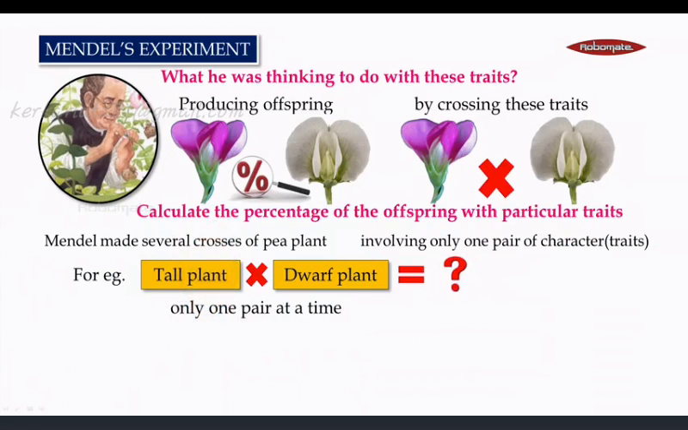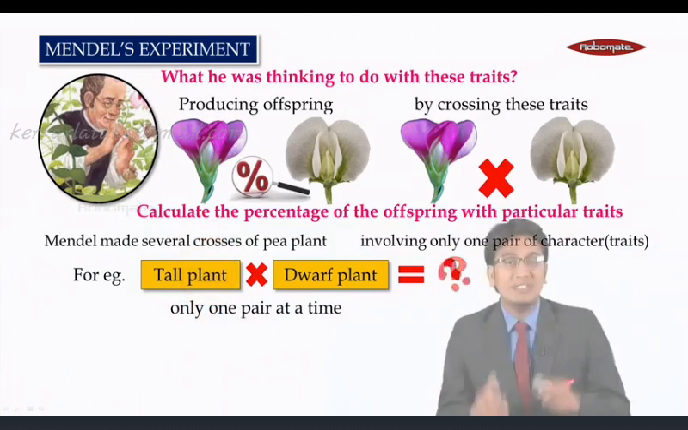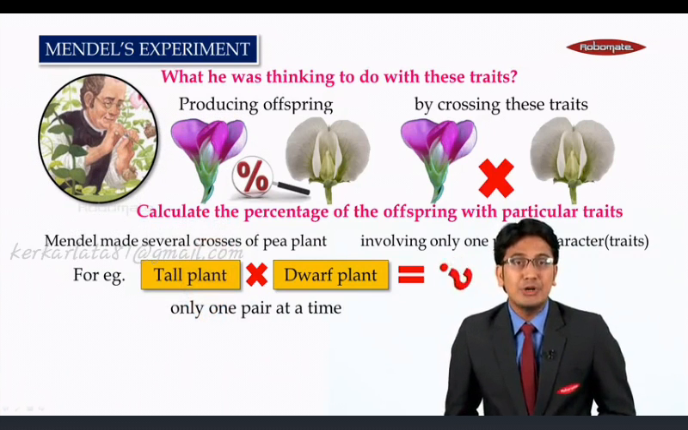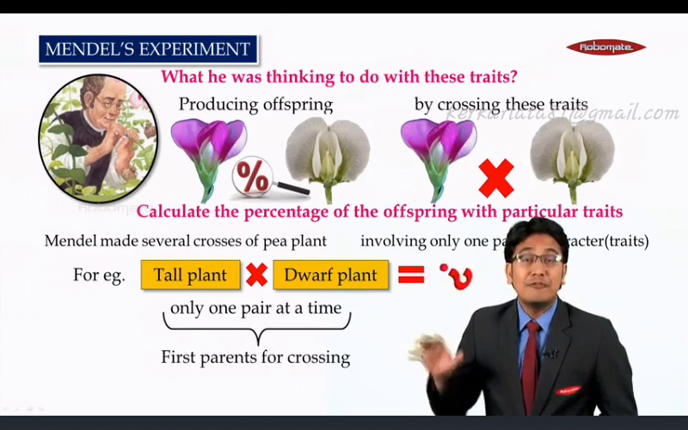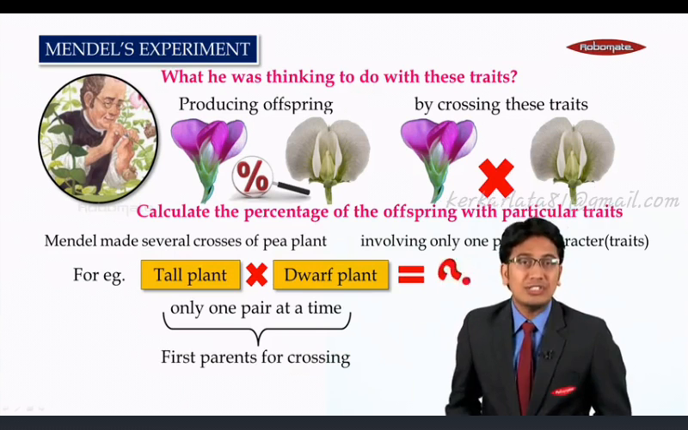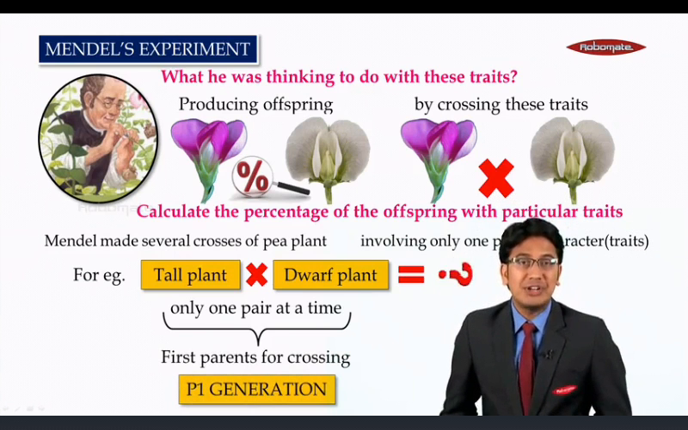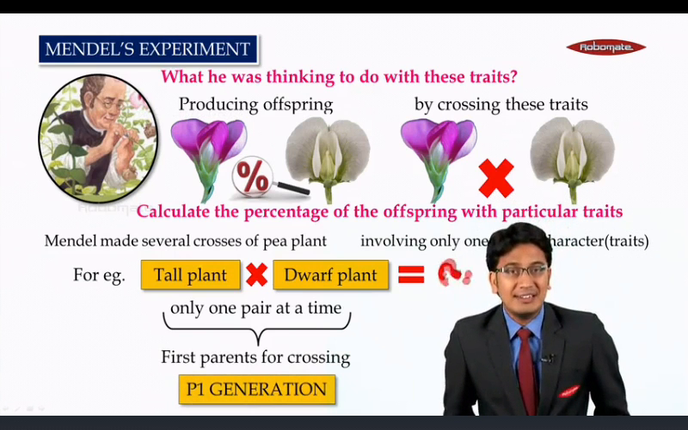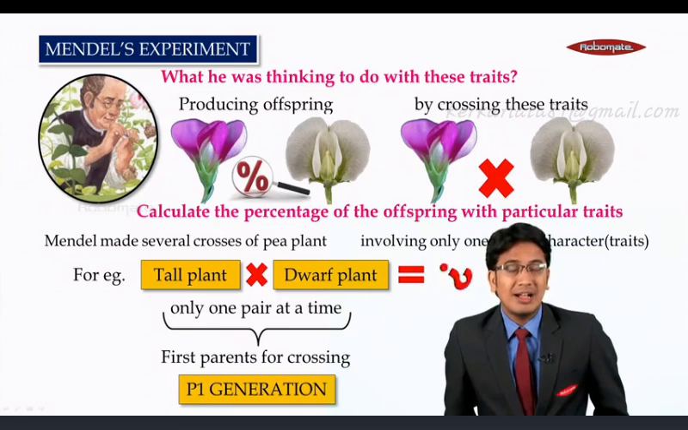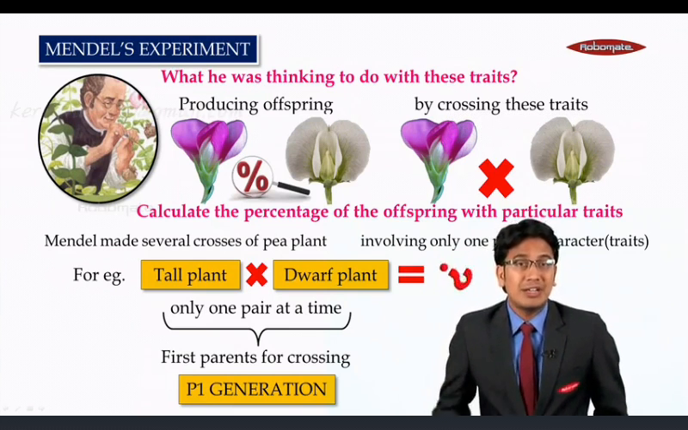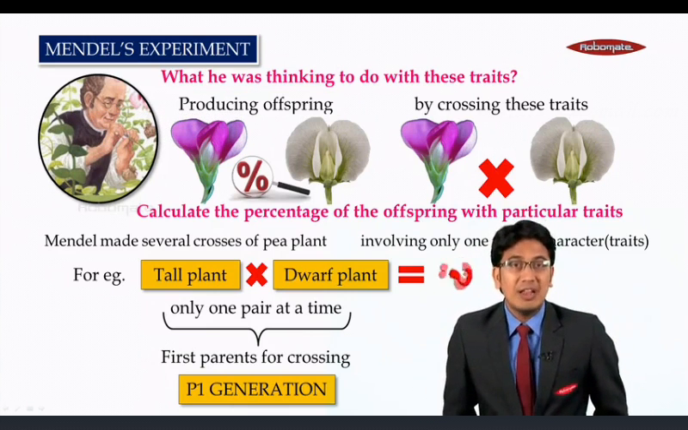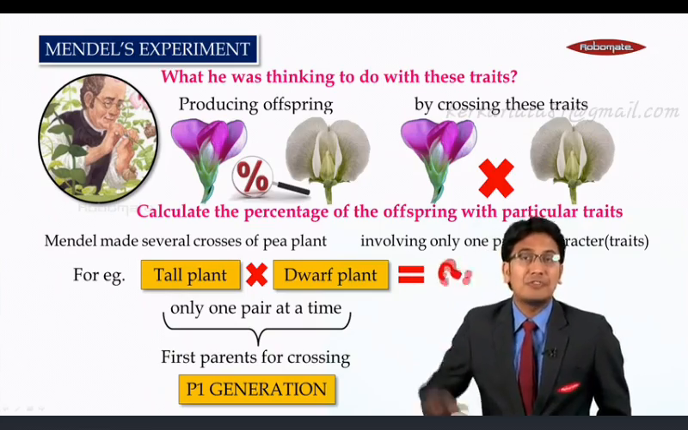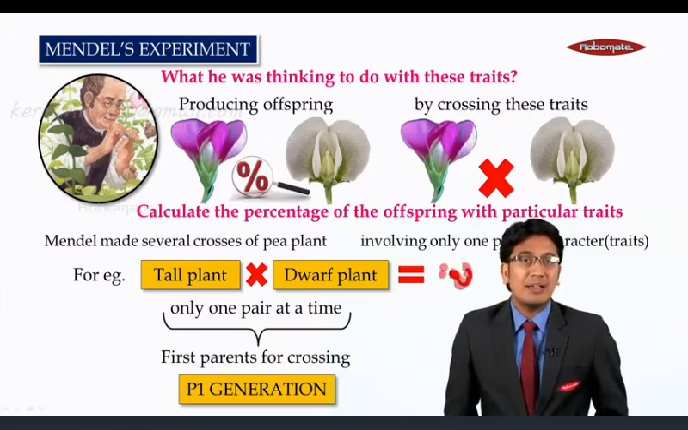In this way, Mendel did the first experiment, the monohybrid cross, and he named the first parent for crossing the P1 generation. We will understand what the results are. We will see what Mendel got by crossing all these characters. We will understand the results of the monohybrid cross in the coming modules.